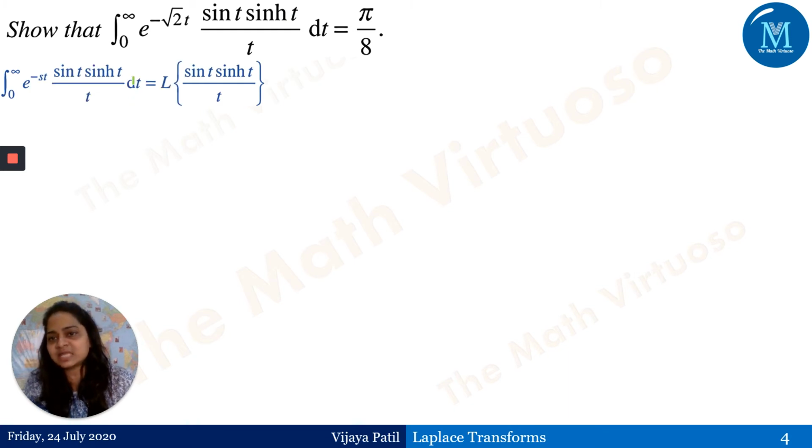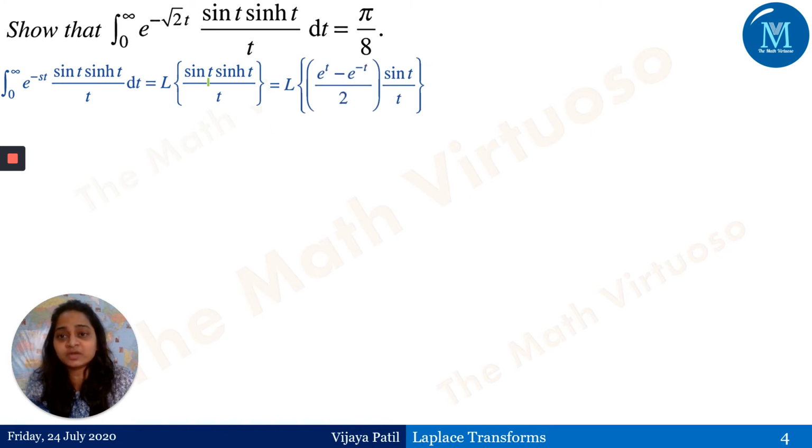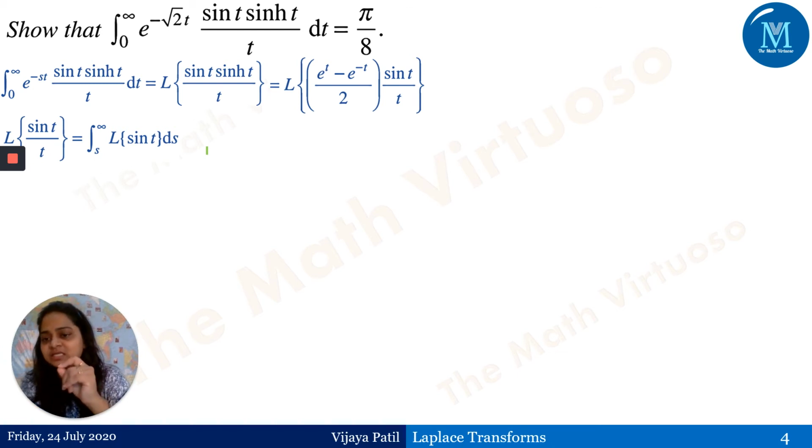Now again the same thing that I have done last time: integration 0 to infinity e to the power minus st, and this function, which is nothing but the Laplace of sine hyperbolic t by t. Now here, what are we using? We are using the first shifting theorem. We are using the effect of division by t. So both the things are connected. We have to have the understanding of each and every characteristic, each and every property of the Laplace transform very well.